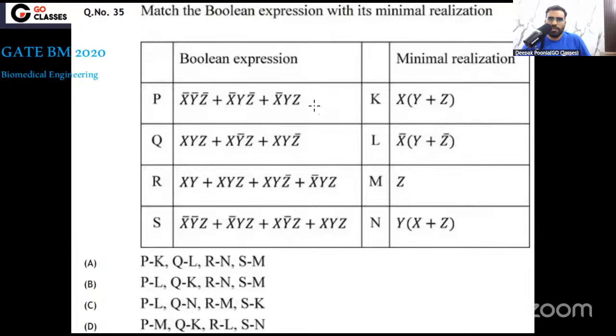So I can say that P is matching with L. You can see P is matching with L. So P is matching with K or not? No, P is not matching with K because in this K, we don't even have any complement. Okay, yes or no? So I can say that this option A is eliminated. What about P matching with M? No, P is not matching with M. So this is also eliminated. So only two options are remaining now.